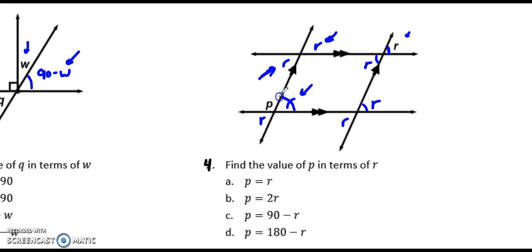So to get from r to p, we'll just look at that. They're supplementary. P must be 180 degrees, take away whatever r is, which is exactly what d gives you right here. So whether you like doing it this way, or you prefer to fill in a variable for r, is fine. Let's take a look at 5.